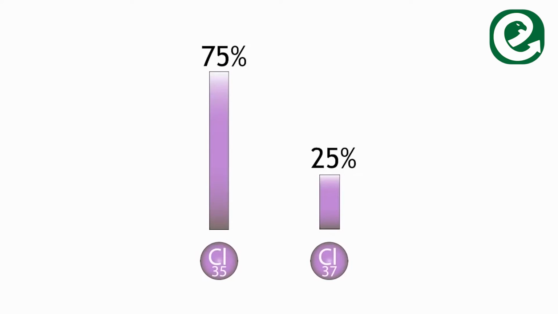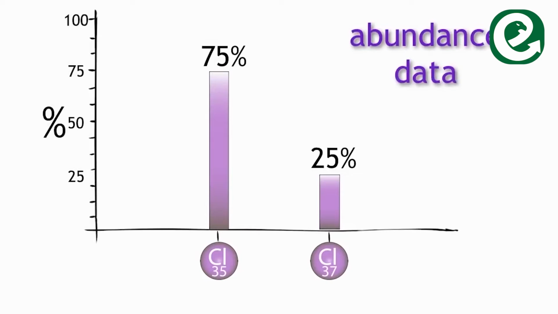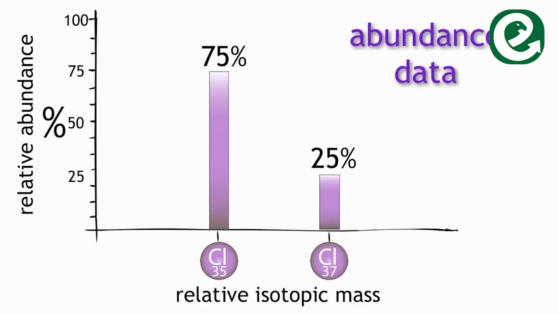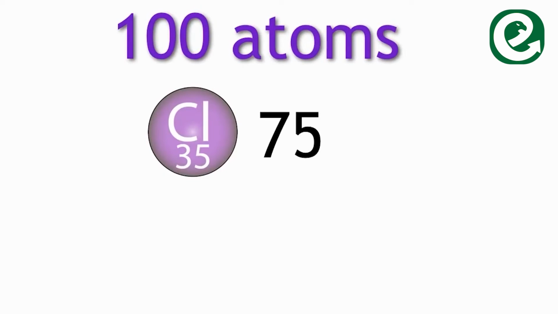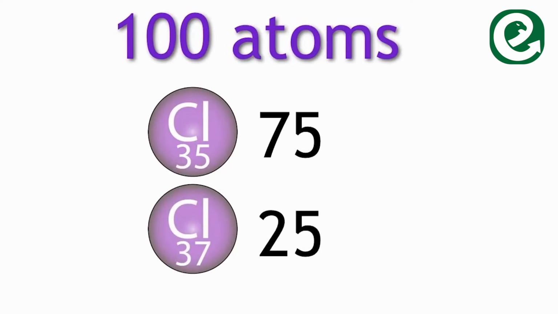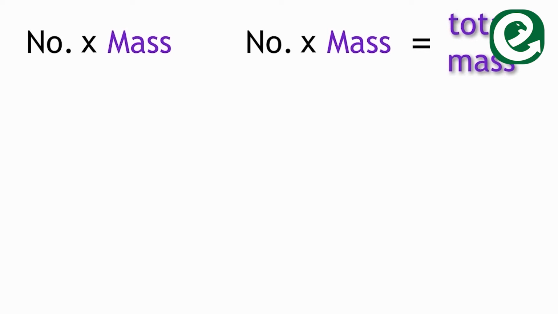This can be shown to you on a graph to show abundance data, where the relative isotopic mass is shown along the x-axis and the relative abundance is shown on the y-axis. So say we had a simple sample of 100 atoms of chlorine. We would have 75 atoms of chlorine-35 and 25 atoms of chlorine-37. We first find out the total mass of the sample. We do this by multiplying the mass of each atom by the number of atoms present for each isotope, and then we add them together.